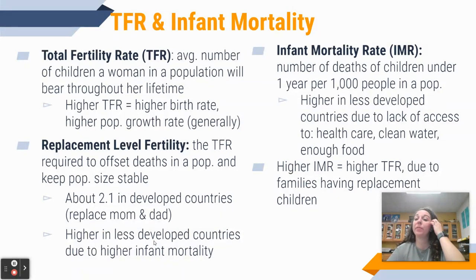So when we talk about infant mortality rate, that's the number of deaths of children under 1 year per 1,000 people. Like I said, that's going to be higher in less developed countries, and that higher IMR is going to lead to a higher total fertility rate because we're going to be replacing those children. Maybe we need them to help out around the house, or we live in a society where we're growing our own food, so we need them to help with tending crops or livestock. So they're going to replace those infants that are dying early.